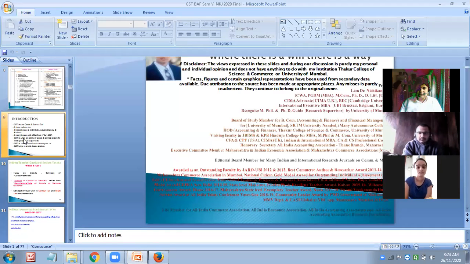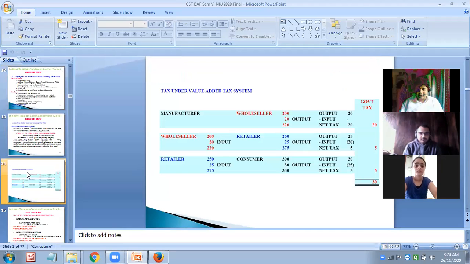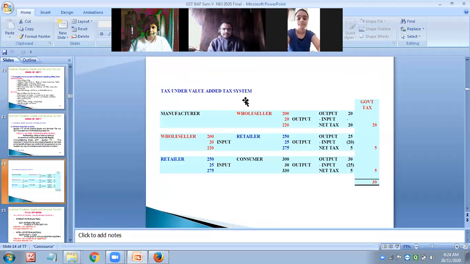I think these are the initial PPTs which we started a long time ago, from June onwards. And here there was one slide, slide number 14. Let us try to understand what slide number 14 wanted to explain to us. This is nothing but input tax credit. What is the basic fundamental of input tax credit? It says that if the tax has been paid, there are two things.